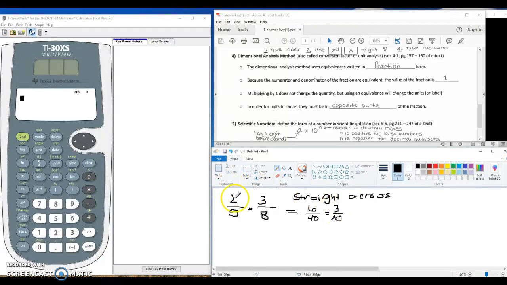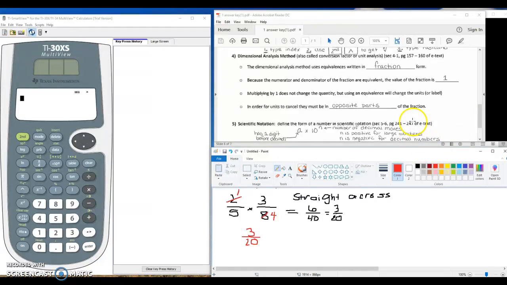Some of you may have noticed back here at the beginning that there was a common factor between the 2 and the 8, one on top, one on bottom, or in opposite parts of the fraction. Because of that, I could simplify from the beginning, taking out that common factor of 2 from both of these numbers. Now if I multiply straight across, 1 times 3 is 3, and 5 times 4 is 20. And so I go directly to that final answer.